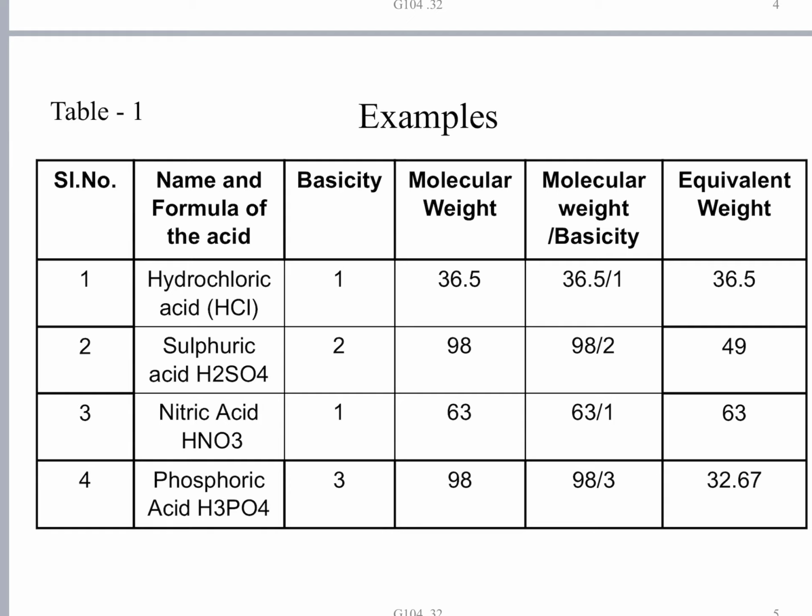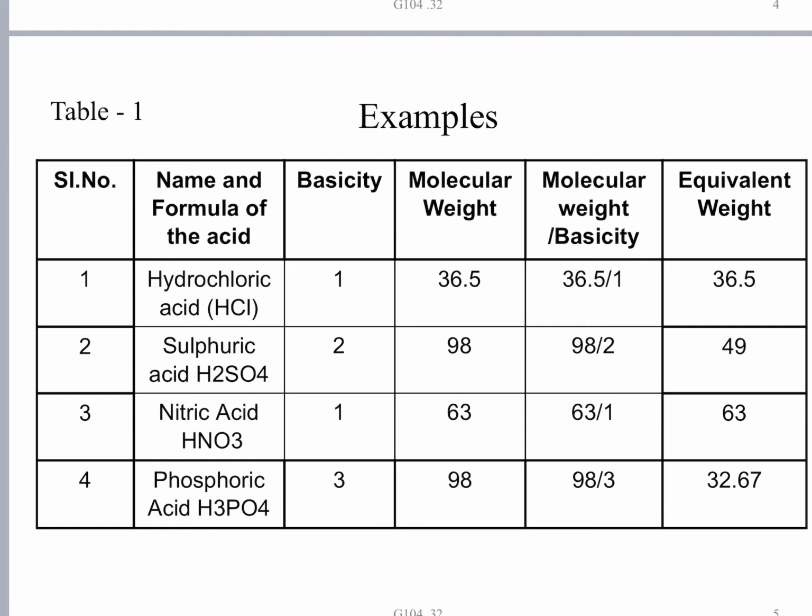Next, let us see the calculation of the equivalent weight of nitric acid. Nitric acid ionizes as HNO3 giving H+ plus NO3−, the nitrate ion. Here the gram molecular weight of nitric acid is 1 plus 14 plus 48, that is 63 grams. The gram equivalent weight of nitric acid is gram molecular weight by its basicity, that is 63 by 1. Again the equivalent weight is 63.